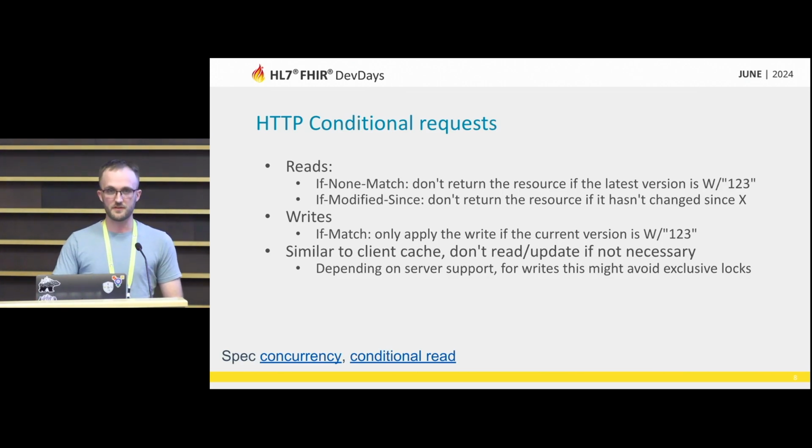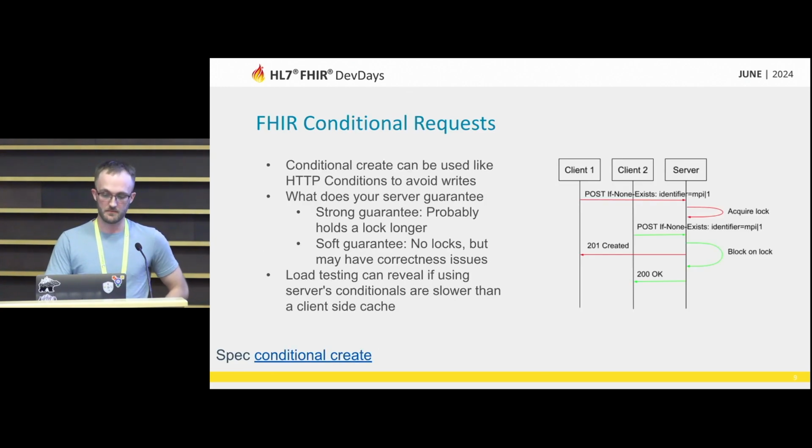But overall, this is similar to the client cache. So don't do work that you don't have to. And if you can avoid work, then you don't acquire exclusive locks. Everything can run more quickly. So this is an example of doing that parallel write that I was talking about. And this is on the create side.